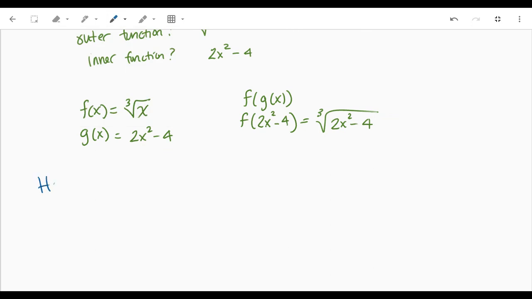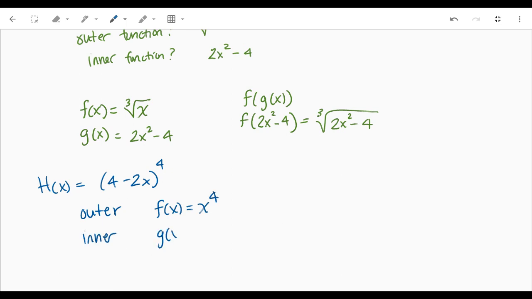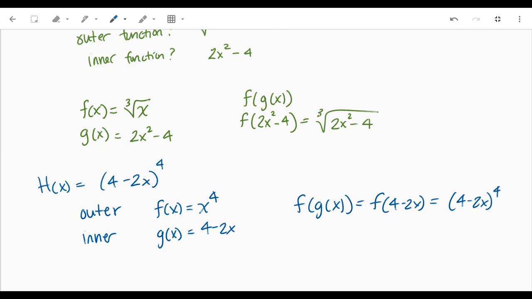If we have h of x is 4 minus 2x to the fourth, so your outer function would be taking something to the fourth power. So it'd be f of x is x to the fourth. And then your inner function, g of x, would be the 4 minus 2x. So that when you do f of g of x, you do f of 4 minus 2x, which is 4 minus 2x to the fourth.